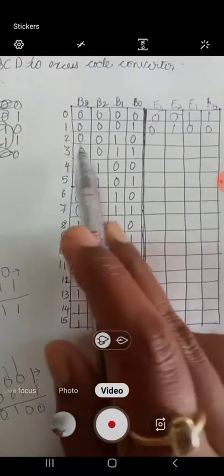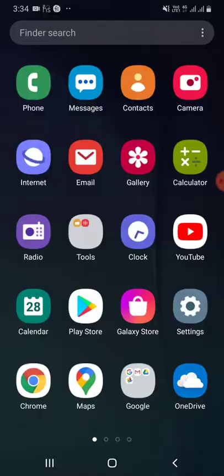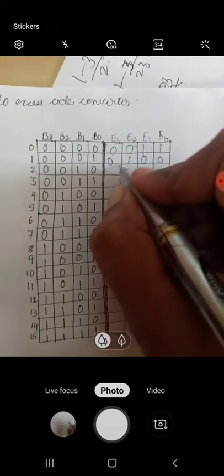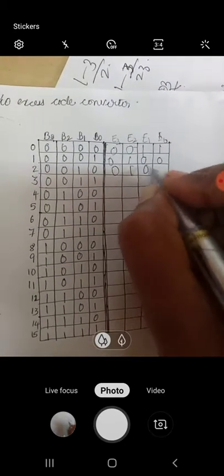Similarly, let us take another one, decimal 2. What is the value? For decimal 2 I have 0 0 1 0. To this I need to add 3, 0 0 1 1. Once I do this, what do I get? The carry appears over here, and we get 0 1 0 1. So I am going to fill it as 0 1 0 1.